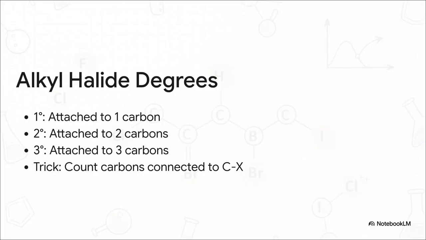Let's look at another super handy trick for figuring out primary, secondary, and tertiary alkyl halides. The golden rule: do not count hydrogens. Seriously, that's where everybody trips up. Instead, focus only on the carbon holding your halogen and ask yourself, how many other carbons are directly attached to this guy? One carbon neighbor? It's primary, or 1 degree. 2 neighbors? Secondary. 3 neighbors? You guessed it, tertiary. It really is just that simple.